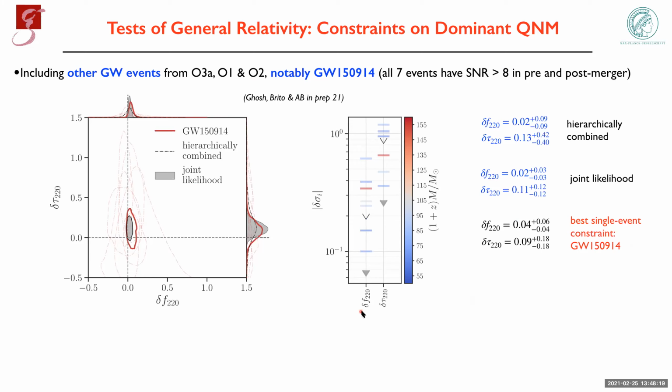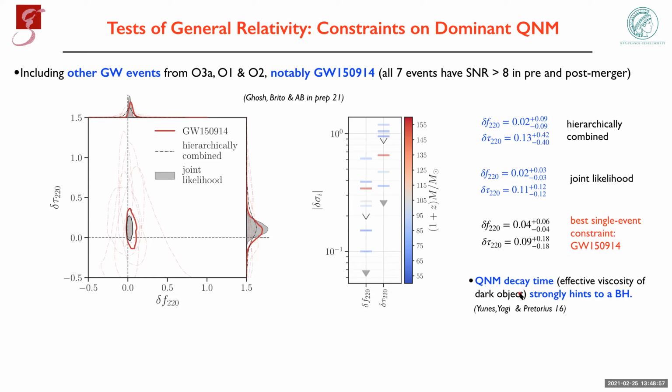This is for the frequency and decay time, again, of the dominant 2-2 mode. This is the upper bound at 90% credible level. This is by combining just the likelihood, and this is with the hierarchically combined value that you can see. For the frequency, the 10% is basically given by the first event of LIGO. Even the best single event is still the 150914 because it had a signal-to-noise ratio around 8 for the merger ring-down.